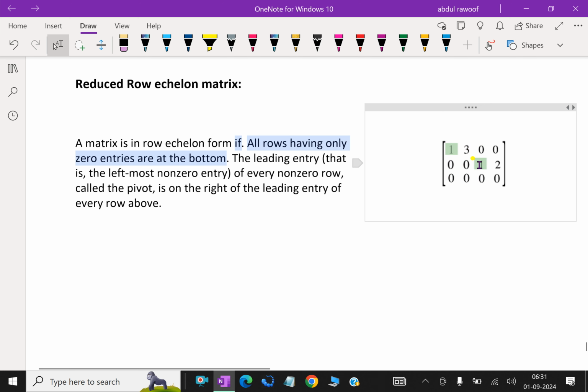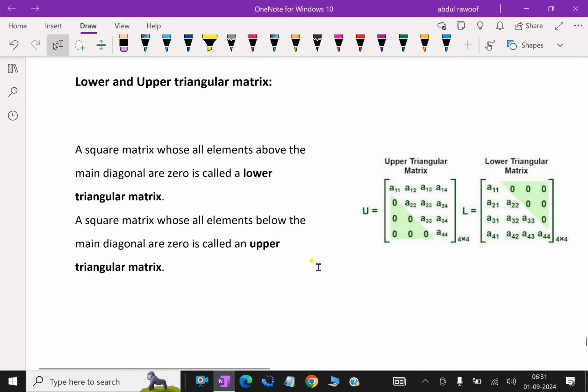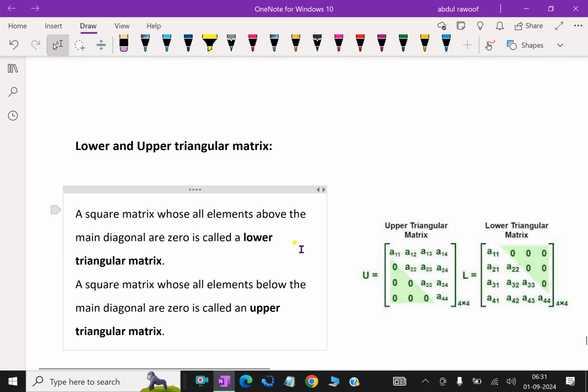Here, these are pivots. So far, we have discussed some types of matrices and the definition of the matrix.